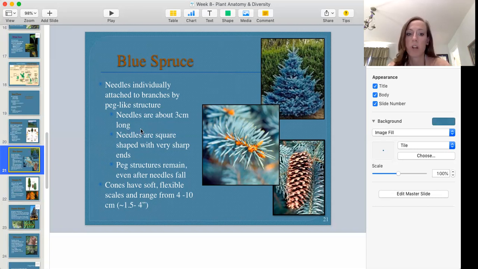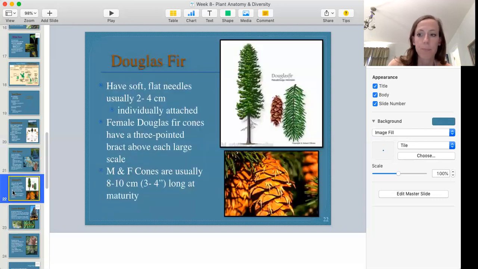They're about 3 centimeters long, and they are attached to the stem by a little peg. If you look at the branches, you'll notice a little peg that holds each of the needles individually to the branch. You can also distinguish the blue spruce based on their cones. Their cones, as you can see from the picture here, have a softer, more flexible texture to their scales, and they range from around 1.5 to 4 inches long, or 4 to 10 centimeters.